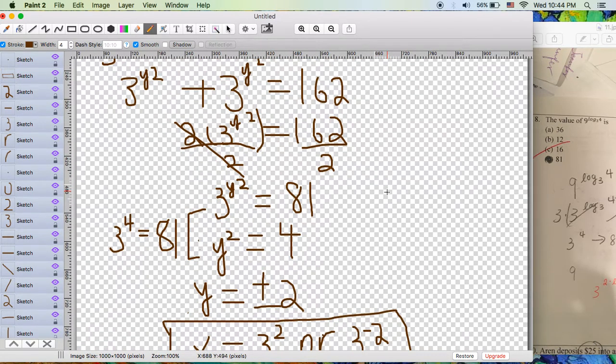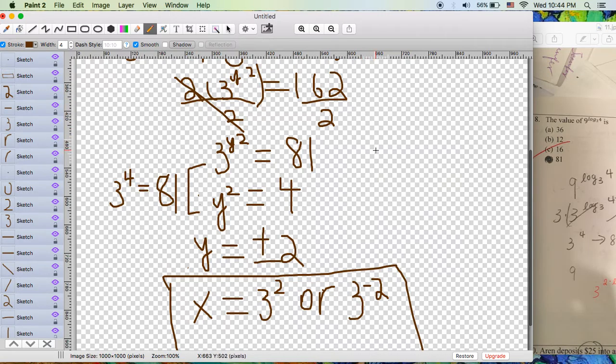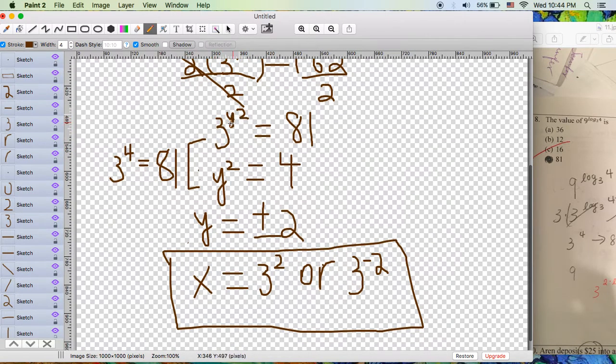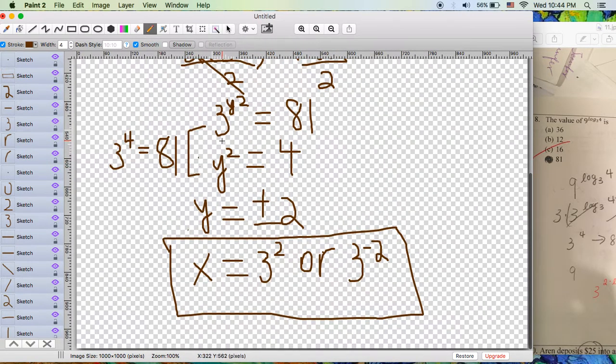And after simplifying that, after dividing by 2 on both sides, you're left with 3 to the power of y squared equals 81. And you know that 3 to the power of 4 is equal to 81. So y squared, which is your power in this case, must equal 4. So when you take the square root of both sides, because it's a square, it has a plus or minus. So y is equal to plus or minus 2.